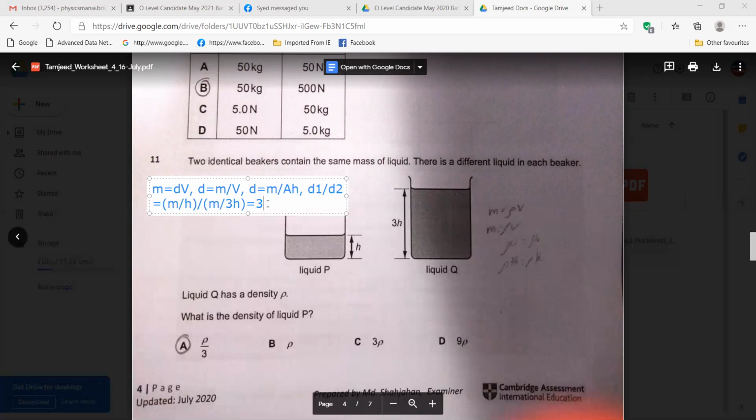Can you write this way? D1 equals 3 D2. That means P equals 3Q. And they already gave liquid Q has a density of rho, right? So that means Q is D2, right?